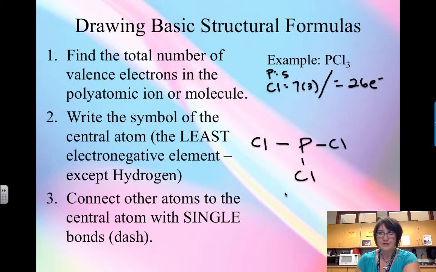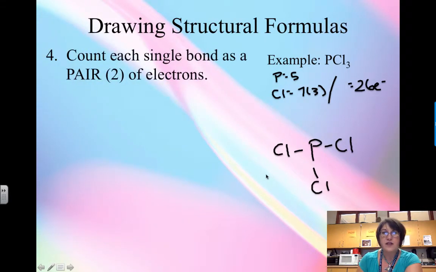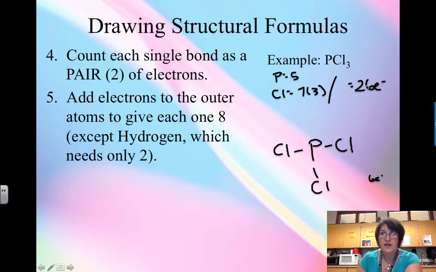Okay, so next we count each of the single bonds as a pair of electrons, and we'll see how many we already have. So right now I've got 2, 4, 6 electrons total, but I need 26 altogether. So I've got to add more electrons. We'll start by putting them around the peripheral atoms, the outside atoms. So chlorine gets to have 8, and then this chlorine needs to have 8, and this chlorine needs to have 8.